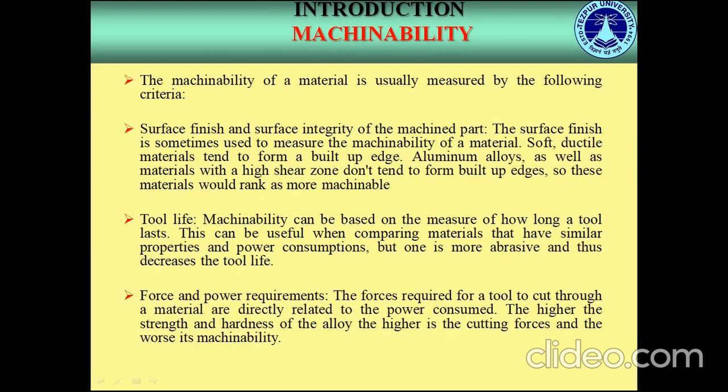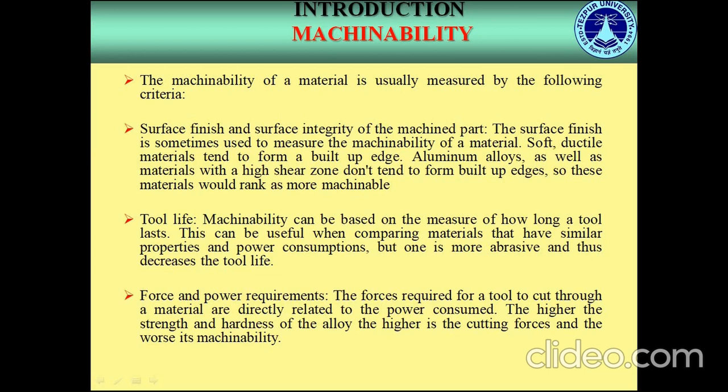The machinability of a material is usually defined in terms of these factors: surface finish and surface integrity of the machined part. The surface finish is sometimes used to measure the machinability of a material. Soft, ductile materials tend to form built-up edges. Aluminum alloys, as well as materials with a high shear zone, don't tend to form built-up edges, so these materials would rank as more machinable. And tool life.